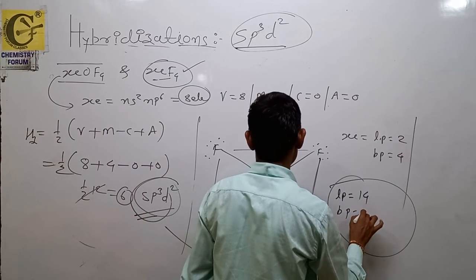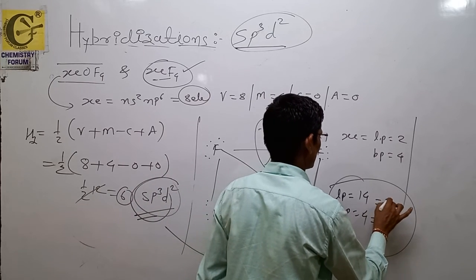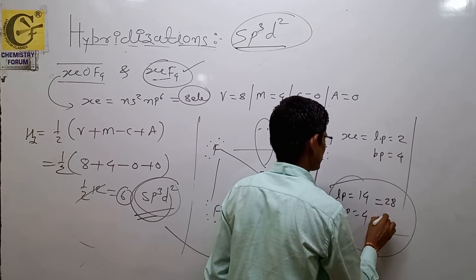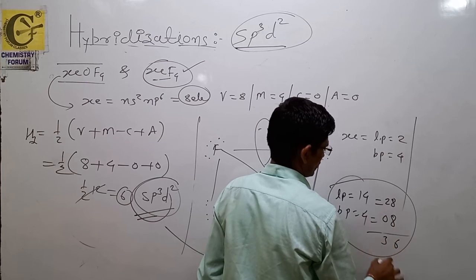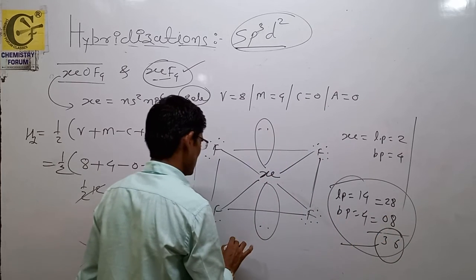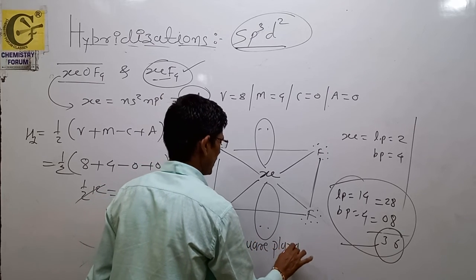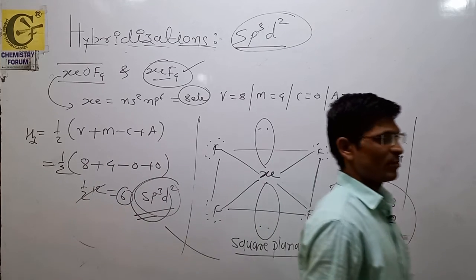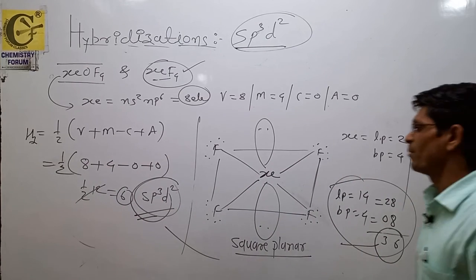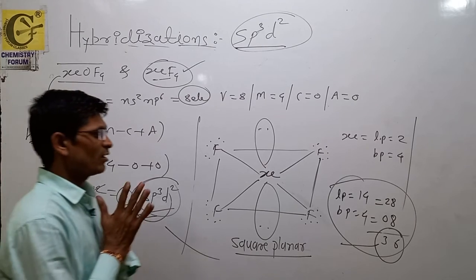The bond pairs of electrons here are 4, 4 gives 8, and 14 gives 28. So 8 plus 28 gives 36 total electrons. The geometry of such types of examples is called square planar geometry, having sp3d2 hybridization. Square planar geometry having sp3d2 hybridization. So all these examples possess sp3d2 hybridization.